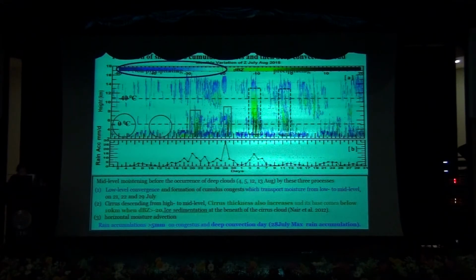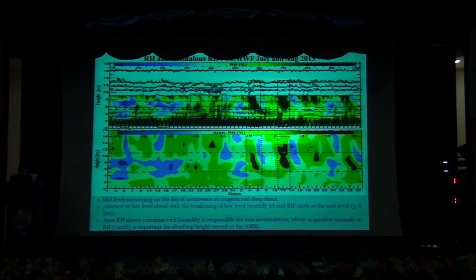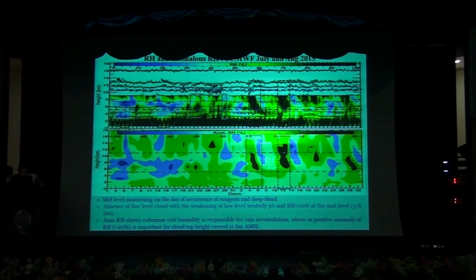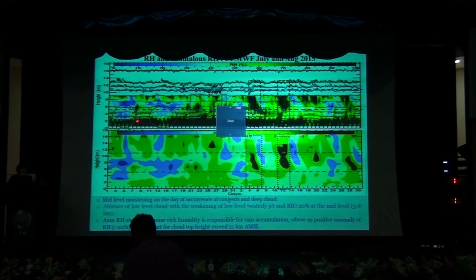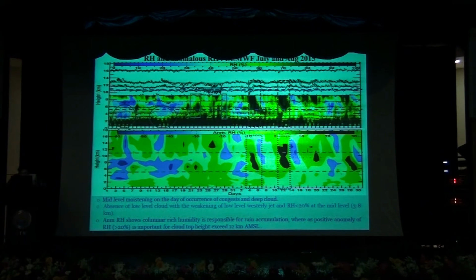Rain accumulation of more than 5 mm is also noticed on the occurrence of congestus and deep convective days. From the relative humidity and the wind direction pattern, it shows that mid-level dryness is very prominent in this figure, which actually restricts the cloud height below 3 km. But the mid-level moistening started just after the occurrence of congestus. And also the relative humidity shows that during the occurrence of deep convective cloud on those 2 days, rich mid-level humidity is present.